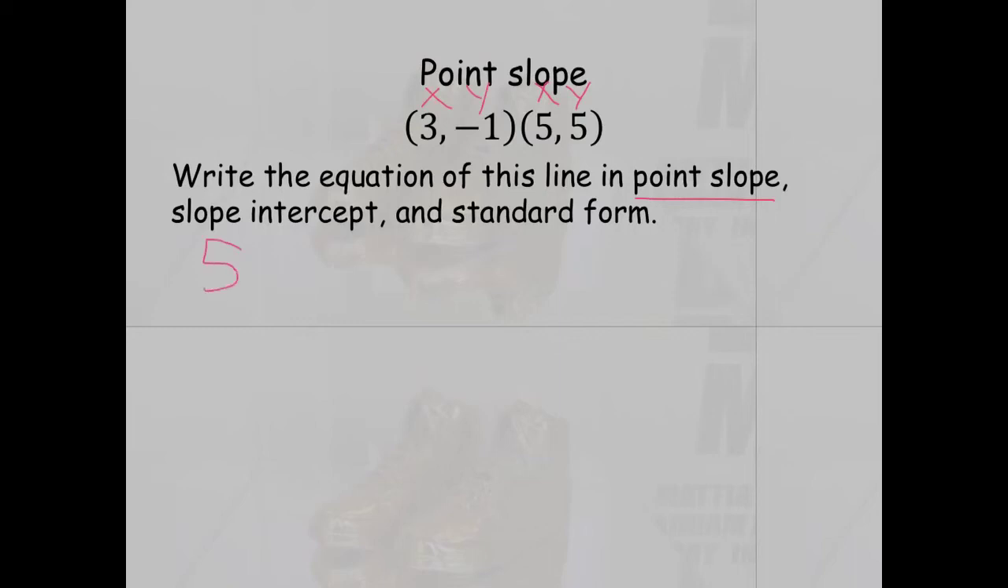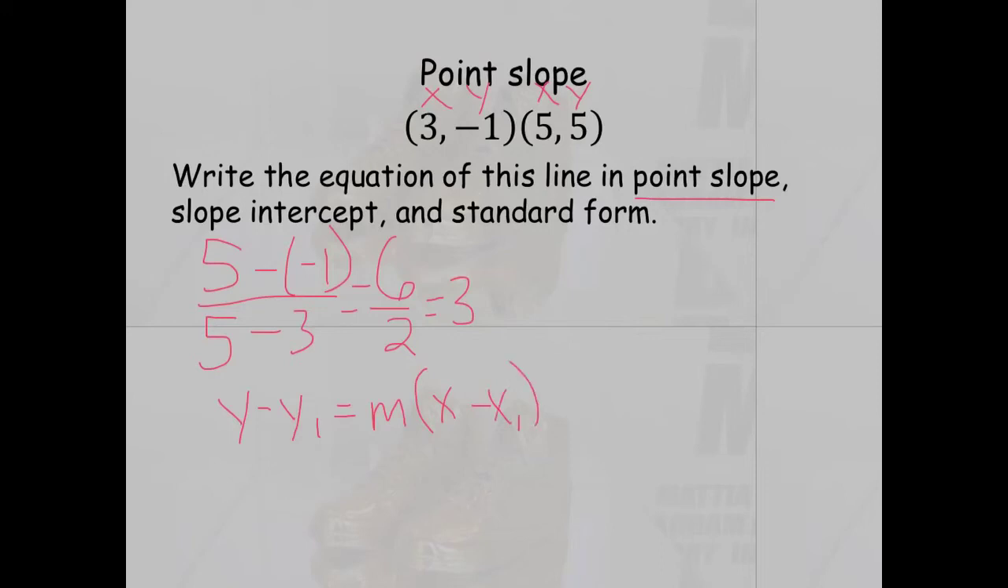So it's going to be 5 minus negative 1 over 5 minus 3. 5 minus negative 1 is 6. 5 minus 3 is 2. So our slope of this line is 6 over 2, or 3. That's great. So we need to write an equation of this line in point slope. Well, your magical point slope equation is, say it. I didn't hear it. Say it again. Good. You are right. It was y minus y sub 1 equals m times x minus x sub 1.